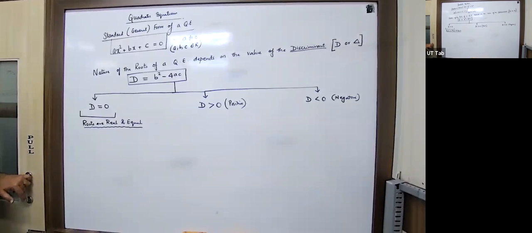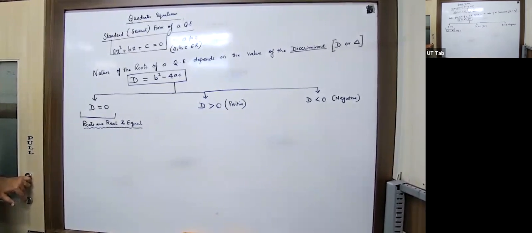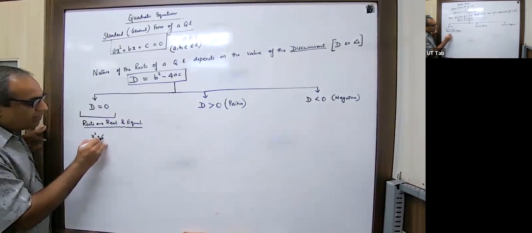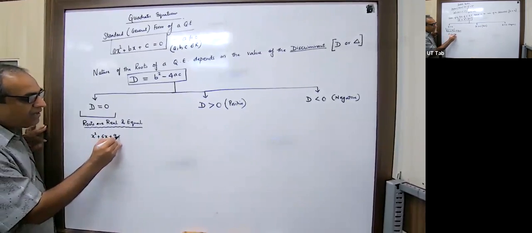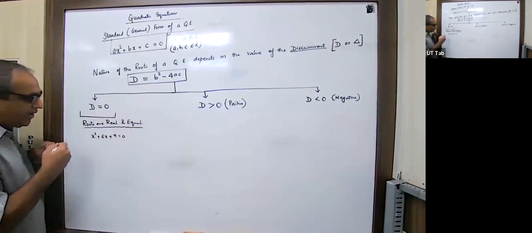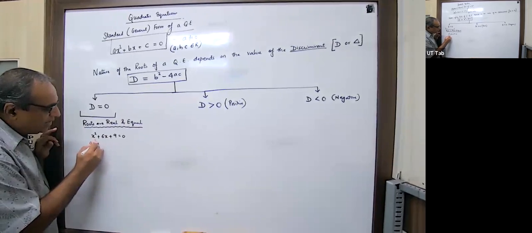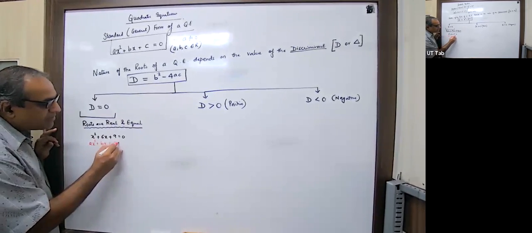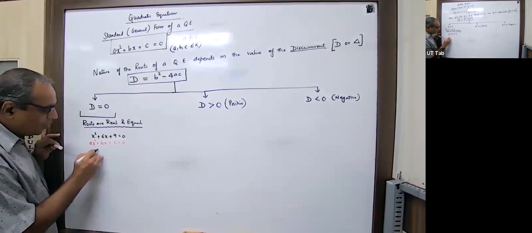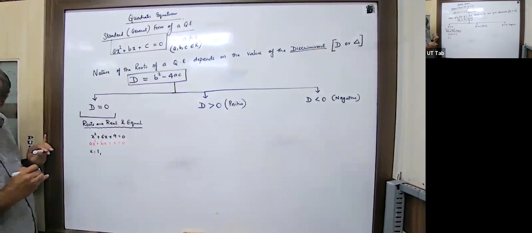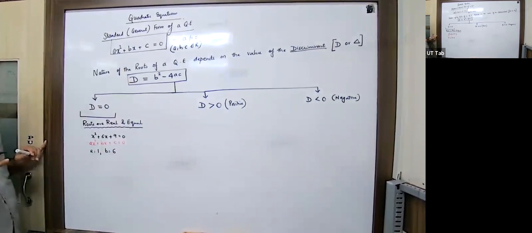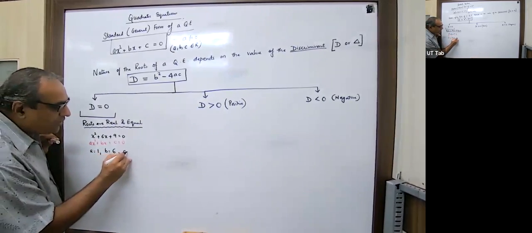अब एक एग्जाम्पल से बता, ठीक है, real and equal. अब सपोजिंग आई गिव यू अ क्वाड्रेटिक इक्वेशन x squared plus 6x plus 9 is equal to 0. यहां पे if I were to compare with ax squared plus bx plus c is equal to 0, I would get the value of a as 1. Do you agree? I would get the value of b as 6. I would get the value of c as 9.